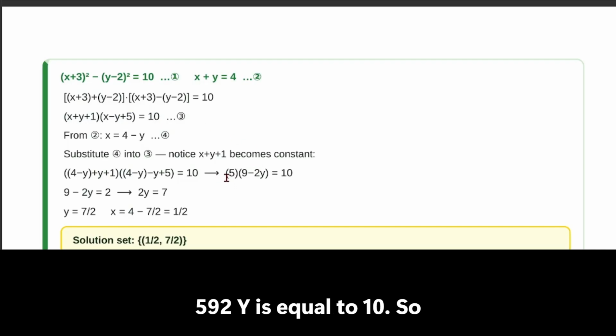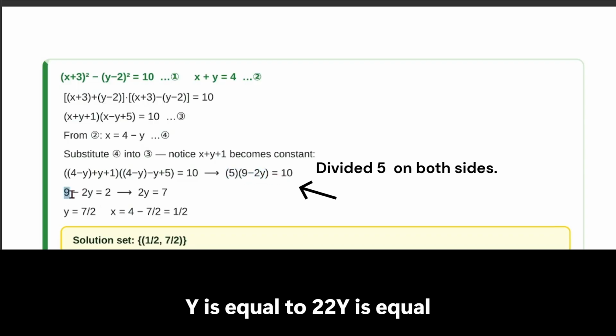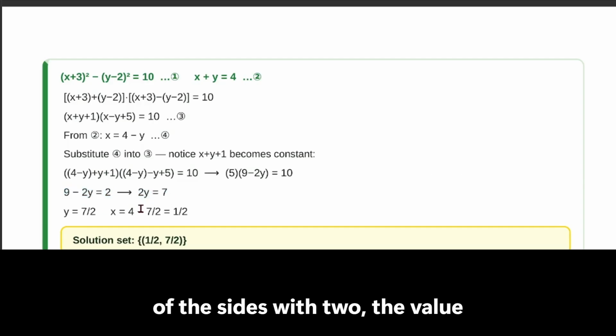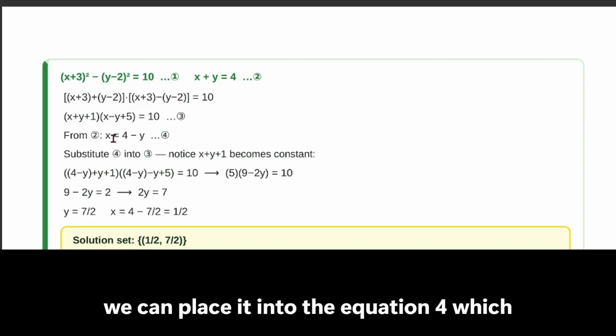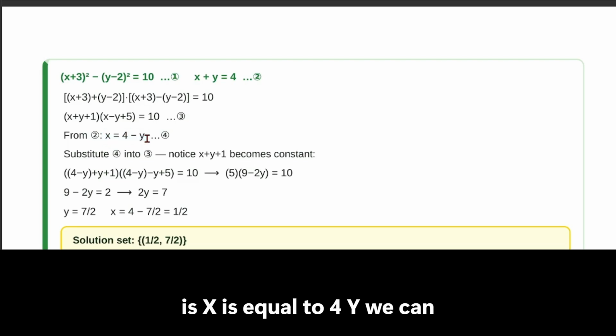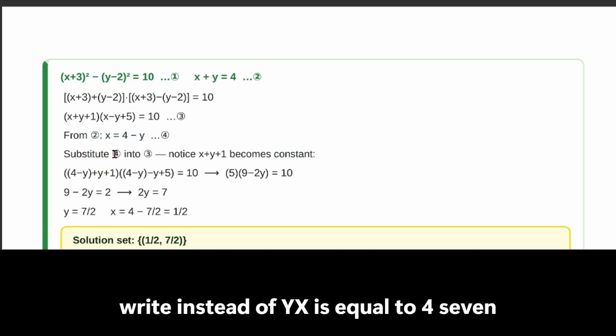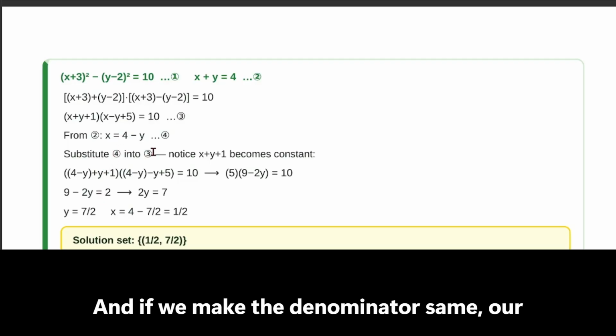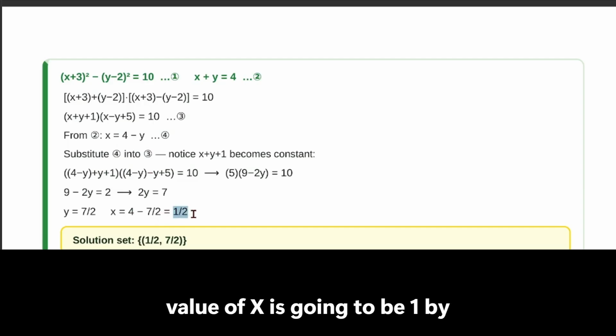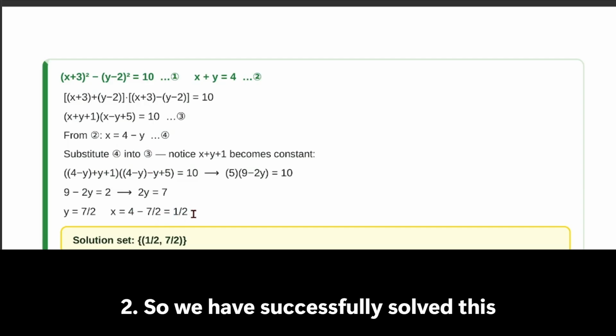Now we have 5 into 9 minus 2y is equal to 10. So we can write here 9 minus 2y is equal to 2, 2y is equal to 7, and if we divide both of the sides with 2, the value of y is going to be 7 by 2. When the value of y is 7 over 2, we can place it into the equation 4, which is x is equal to 4 minus y. We can write, instead of y, x is equal to 4 minus 7 by 2. And if we make the denominator same, our value of x is going to be 1 by 2. So we have successfully solved this equation.